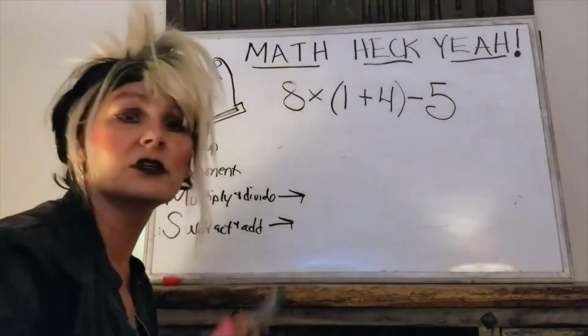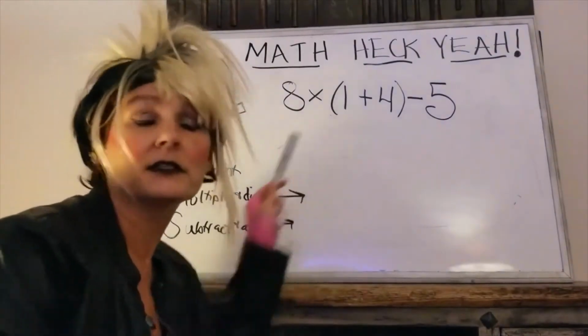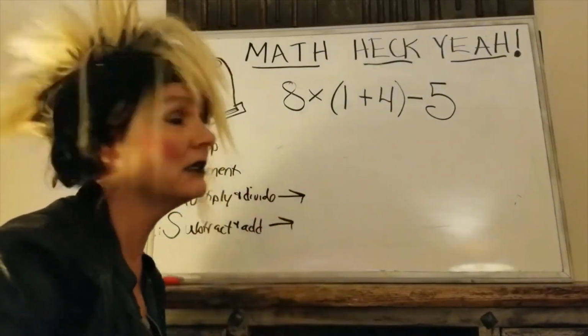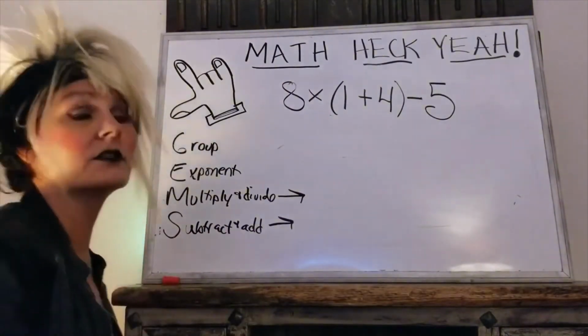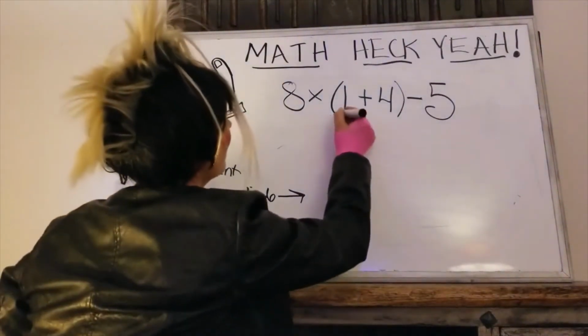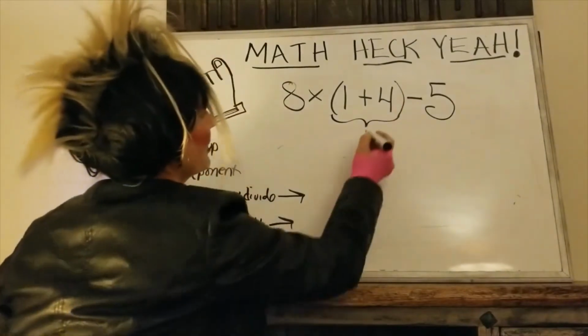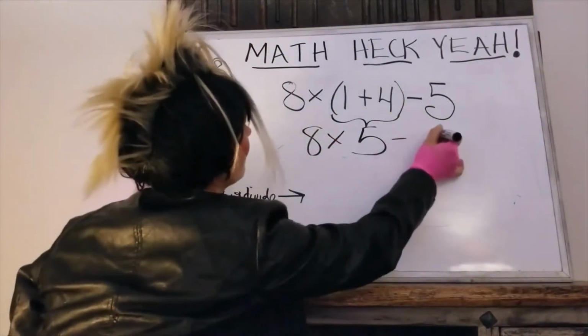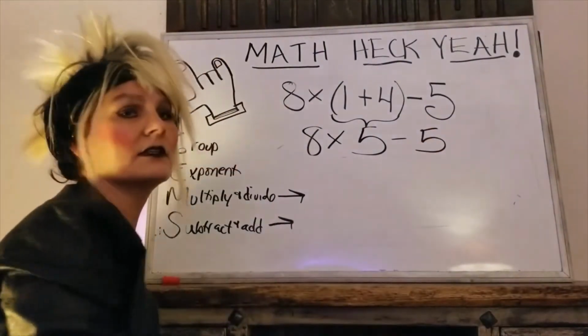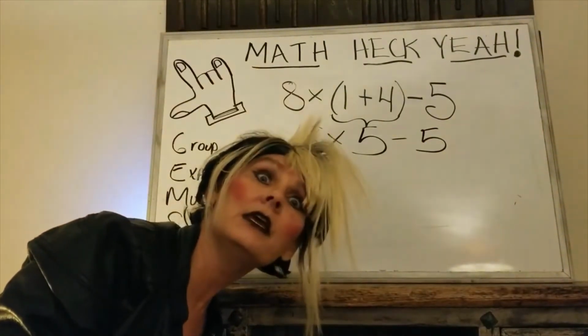And if you ask most of the adults, they don't remember this, but they're not getting tested on it like next week. So you have to remember, grouping is first. Where's our group? Right here. And we do 1 plus 4 is 5, so we get 8 times 5 minus 5. That's our new expression. You should write this down if you haven't already.